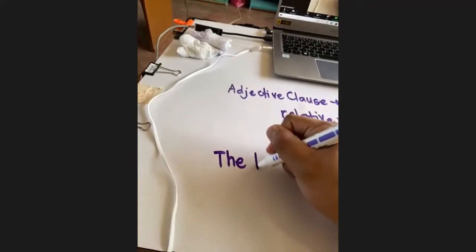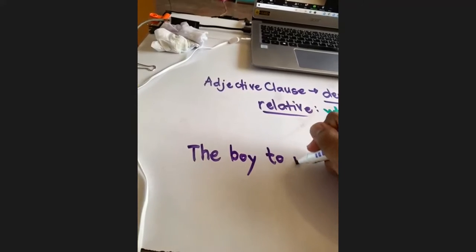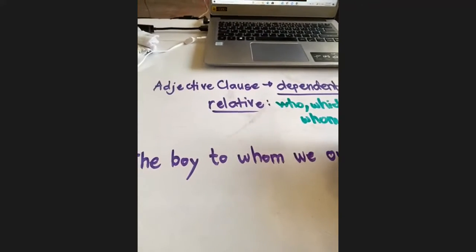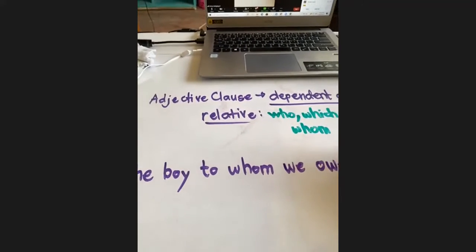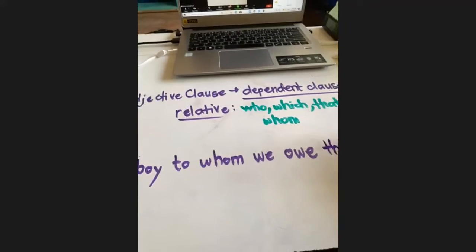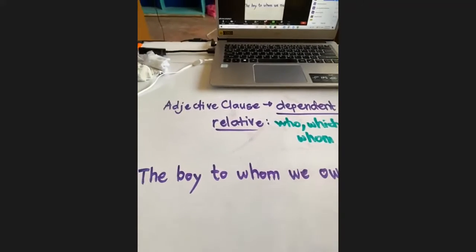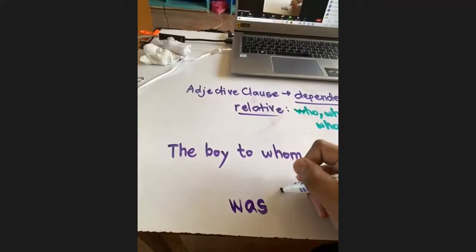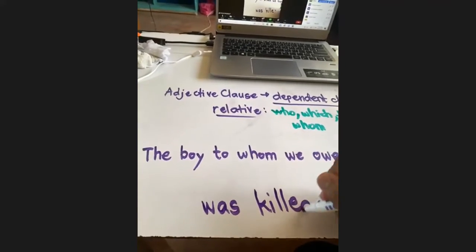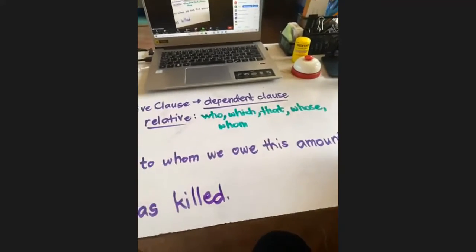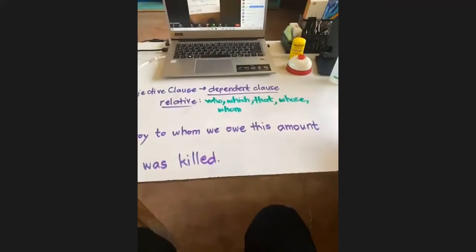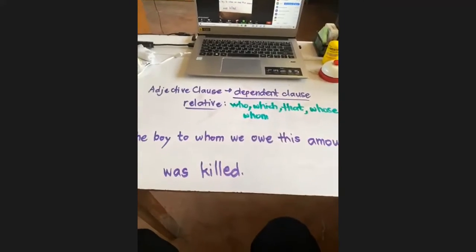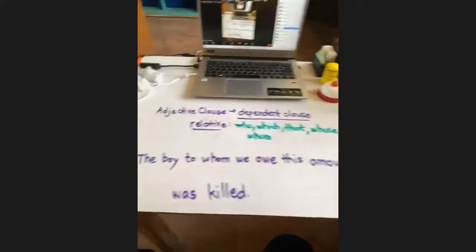The boy to whom we owe this amount. Guess what's the next part of the sentence? Was killed. Okay, so number 10. The boy to whom we owe this amount was killed. It's maybe because you owe some amount to that boy, you decided to kill that boy. You owe no one now any amount.